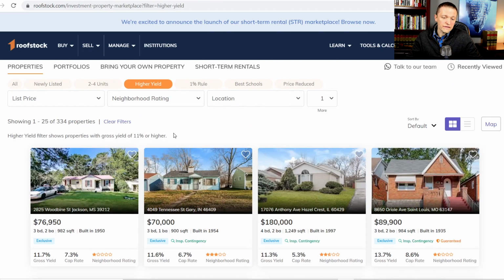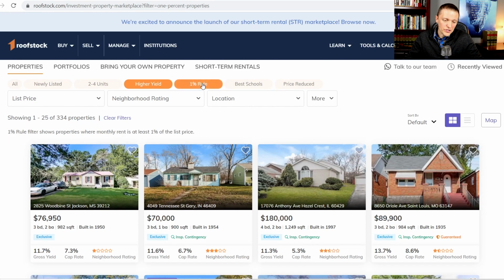And the way that Roofstock defines higher yield is basically any properties that have a gross yield of 11% or higher. And remember, that is the gross rents that the property brings in divided by its asking price. So anything that's 11% or higher is going to show up in this category. And there are quite a few properties here. There are 334, which is cool. And obviously, gross yield isn't going to be the only criteria that you search by, but it is good to know that you do have that option with this shortcut.